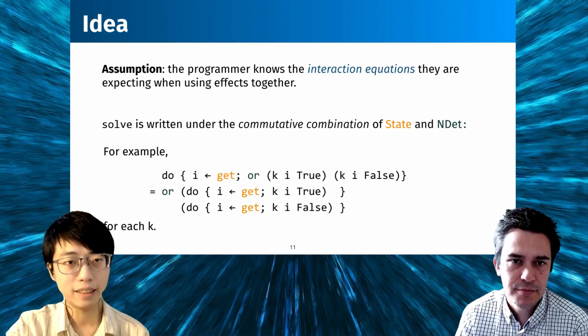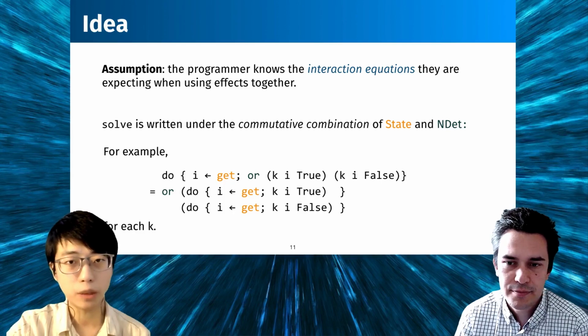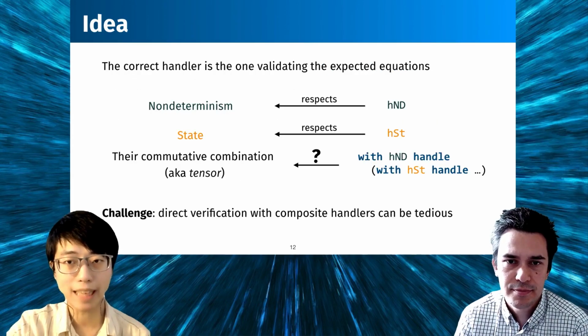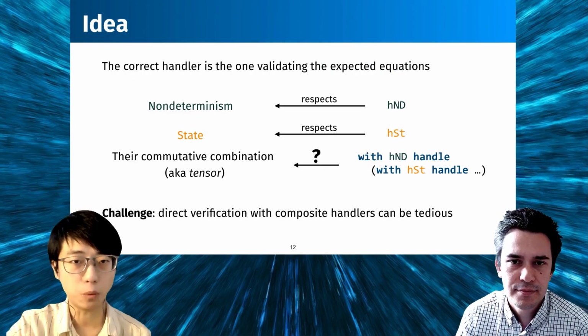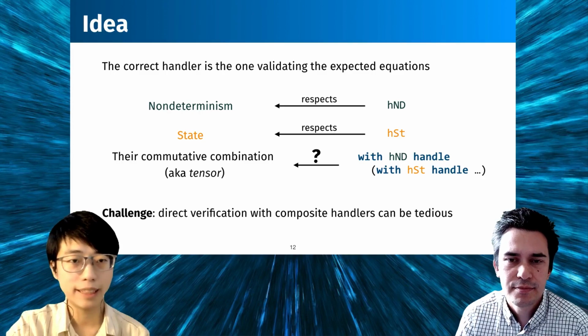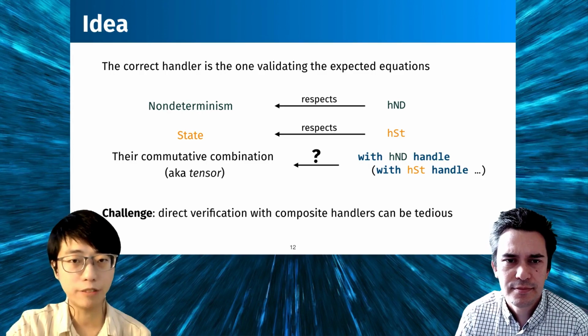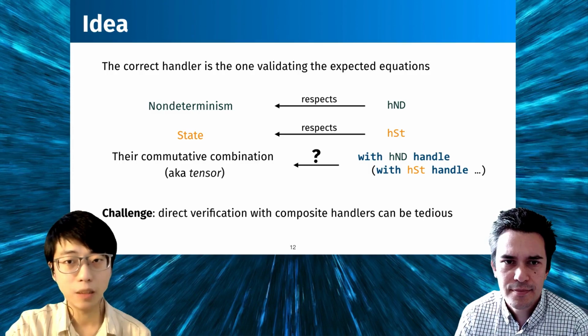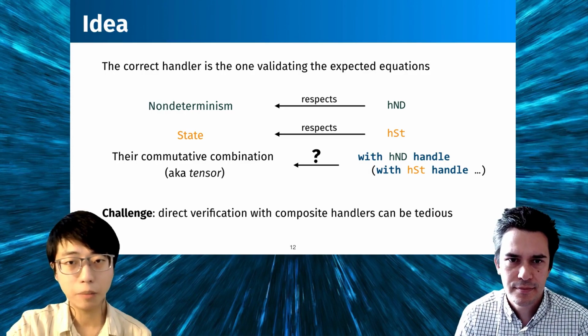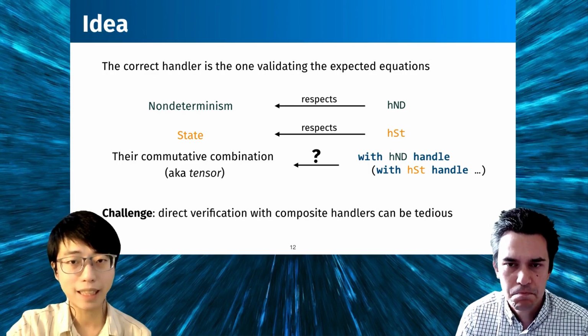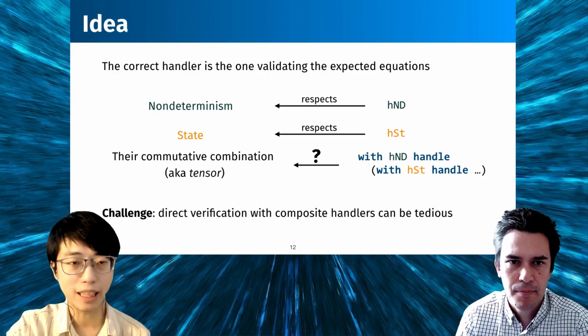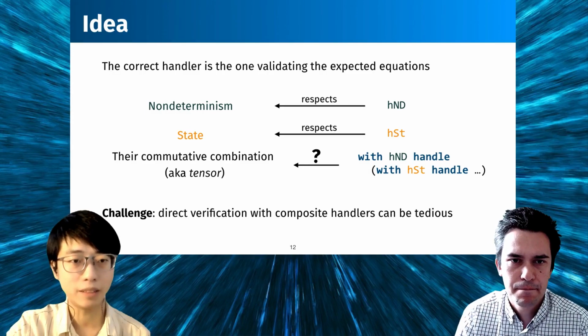I see. I think this explains why only one particular order of composing the handlers of state and non-determinism works for your solve program. Since your program assumes the commutative laws, technically you are assuming the tensor of non-determinism and state. You need to make sure your composite handler indeed respects these laws, just like you show your handlers HND and HST respect their series.